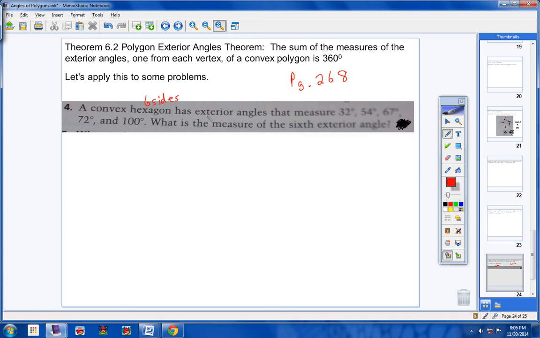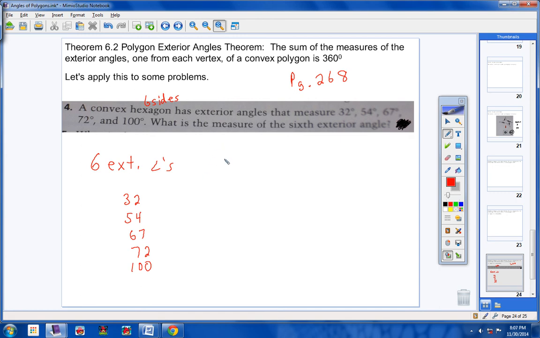A convex hexagon has exterior angles that are 32, 54, 67, 72, and 100. What is the measure of the 6th exterior angle? Now, first of all, listen, how many sides do I have? 6. So how many exterior angles do I have? 6. I have 6 exterior angles. How many angles have they given me? 5. 32, 54, 67, 72, and 100. They've given me 5 angles. All I have to do is find the 6th angle.